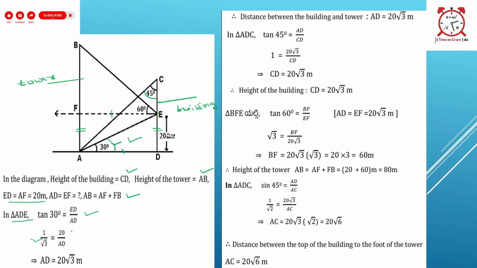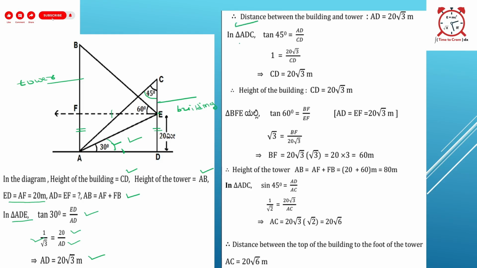ED is given 20 and AD as it is. So after solving we will get AD equal to 20 root 3 meter. Now this is the first answer, distance between the tower and building. AD is the first answer. Now that answer we have to write by the statement here.